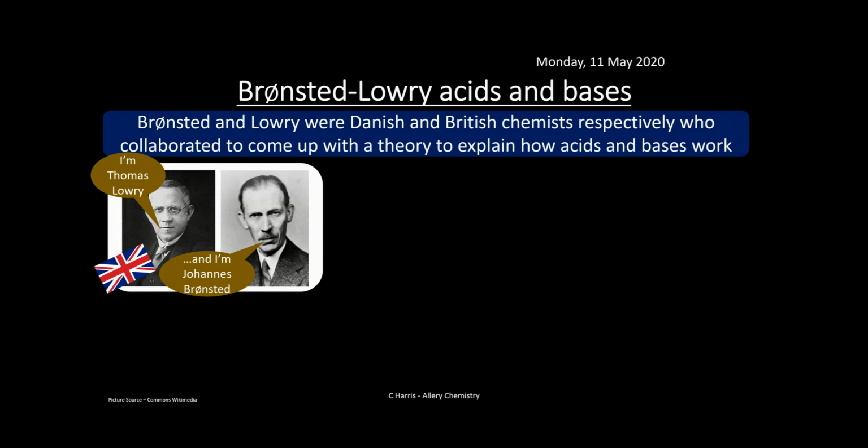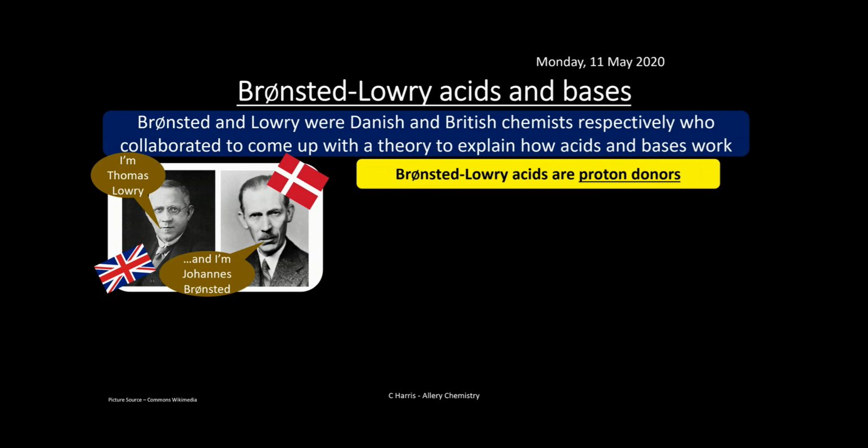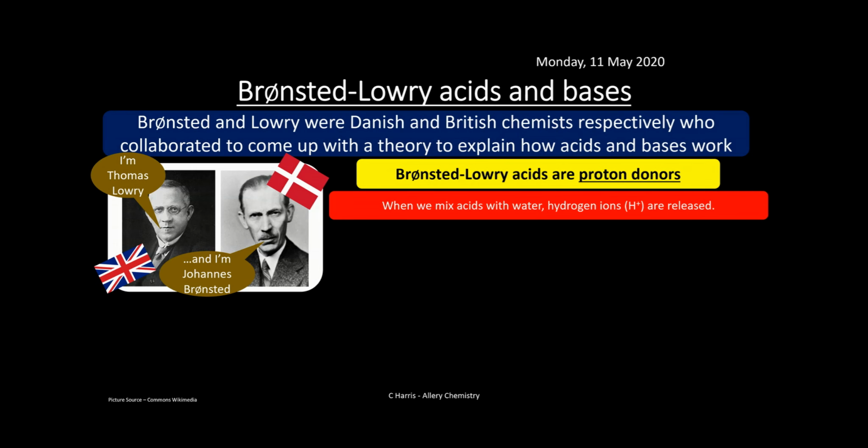Brønsted-Lowry were two chemists who came up with a theory to explain how acids and bases worked. You had Thomas Lowry, who is a Brit, and he's on the left there, and Johannes Brønsted, who was Danish, and these two got together and decided to come up with an acid-base theory, as you do. The theory they came up with is that acids are proton donors, and you're going to see this a lot throughout this topic. There were other theories as well, but this is the one that you're going to mainly focus on here.